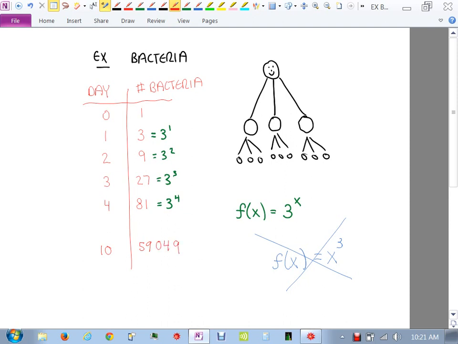59,049. Really fast. When you get to 21, it says error. Yeah, so at 21, you're already blowing your calculator up? All right.